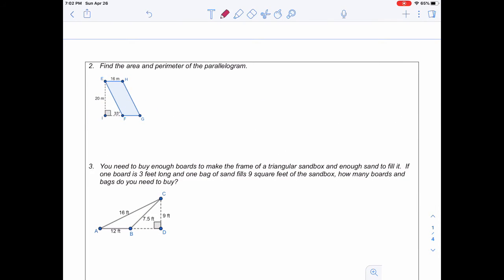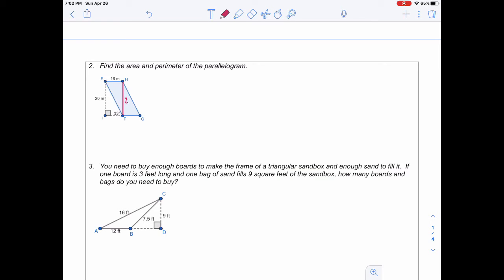But number 2 here, we have find the area and perimeter of the parallelogram. So again, they went ahead and wrote the height outside of the parallelogram, which is more than fine. But if you want to, you can always draw it inside the parallelogram too, okay? So to start, let's find our side lengths of our parallelogram. So EF and HG here.